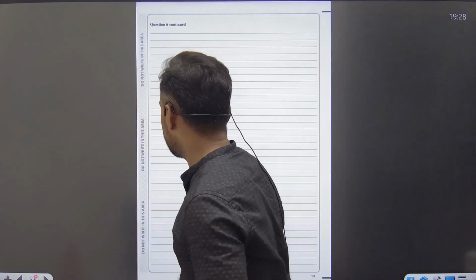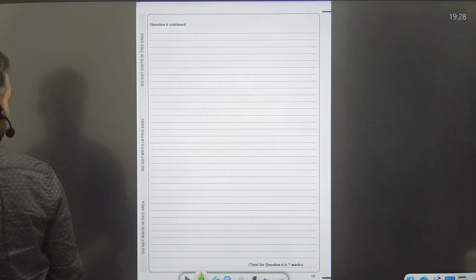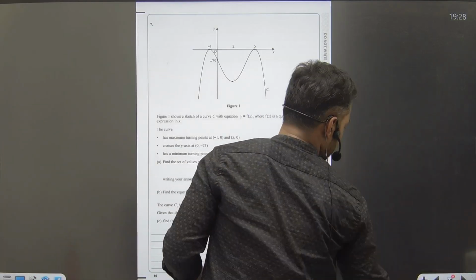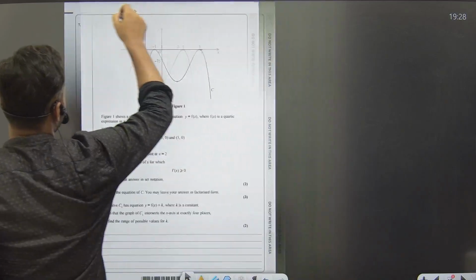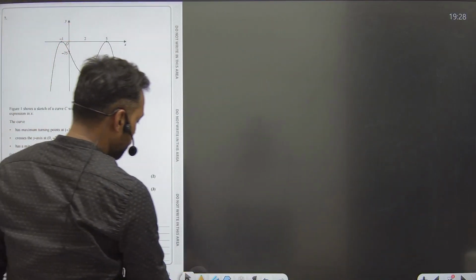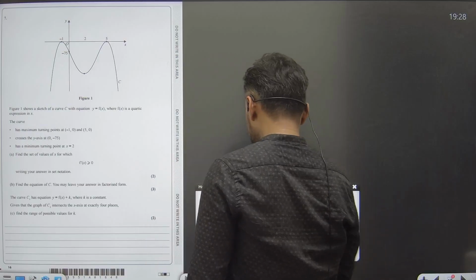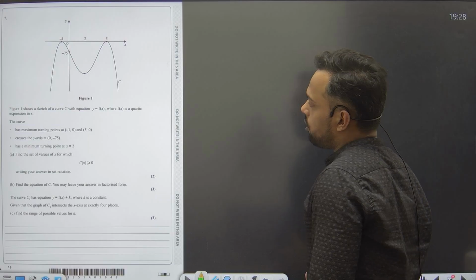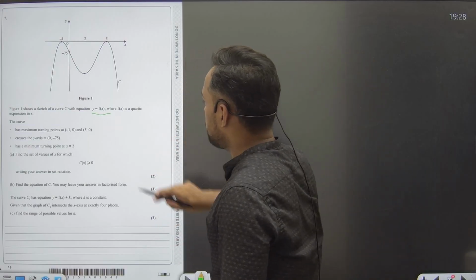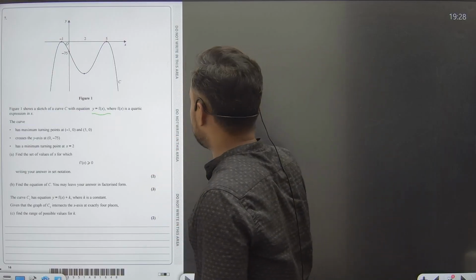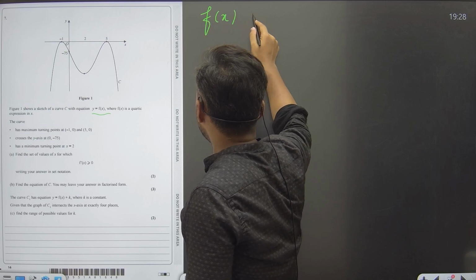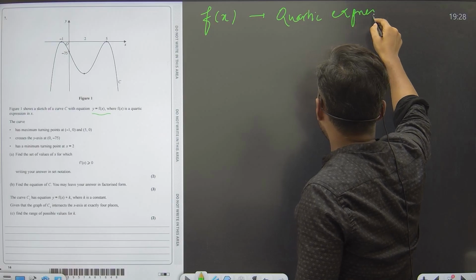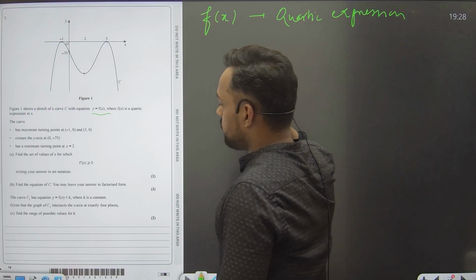Now coming to the next question. See, this is one of the good questions they have given. This is the figure on which they have plotted a curve with the equation y equals f(x), where f(x) is a quartic expression. What is a quartic expression? It means the degree of this particular expression will be 4.